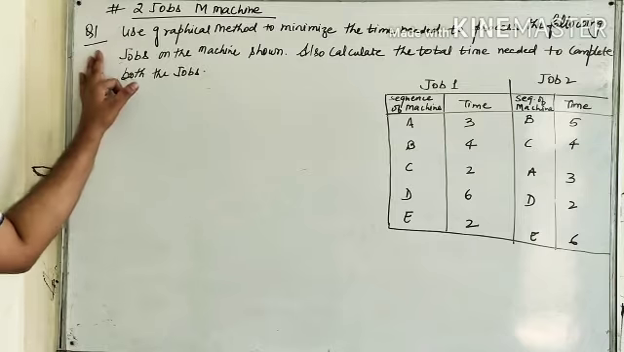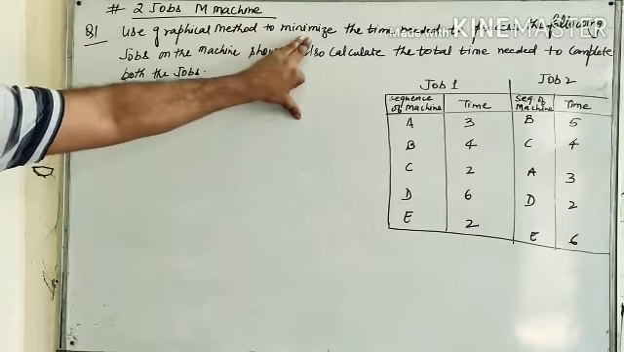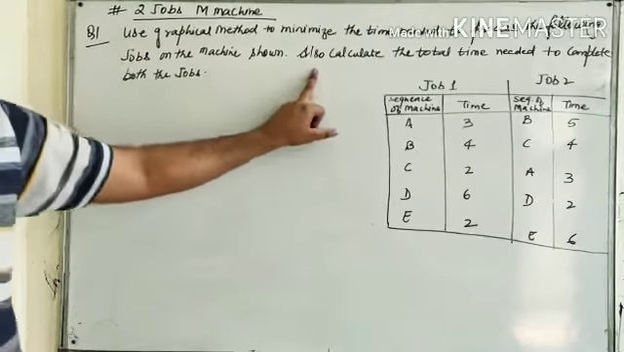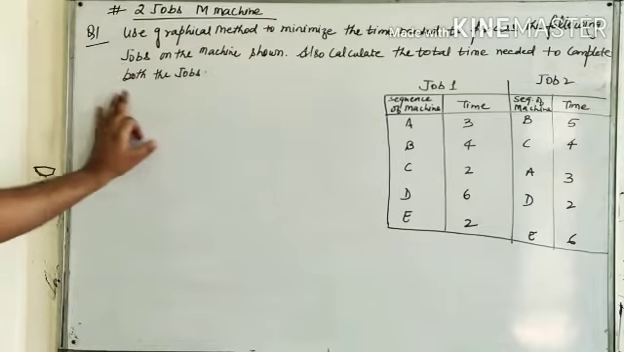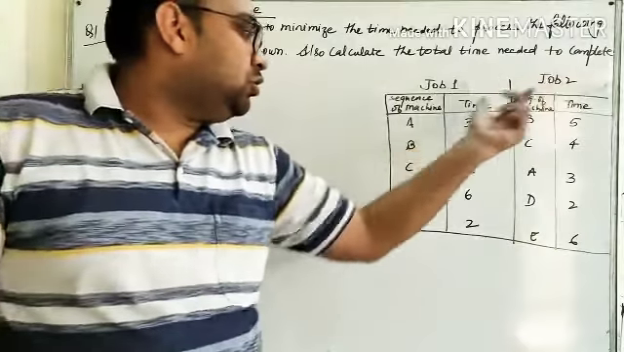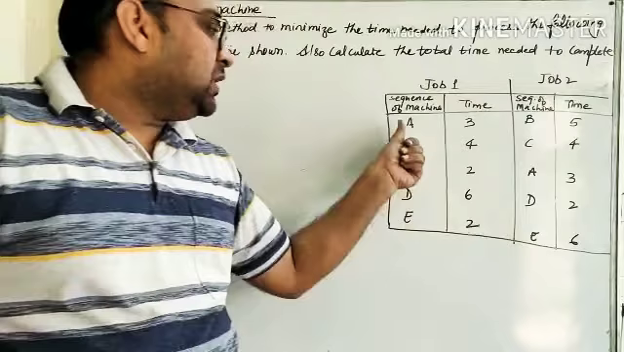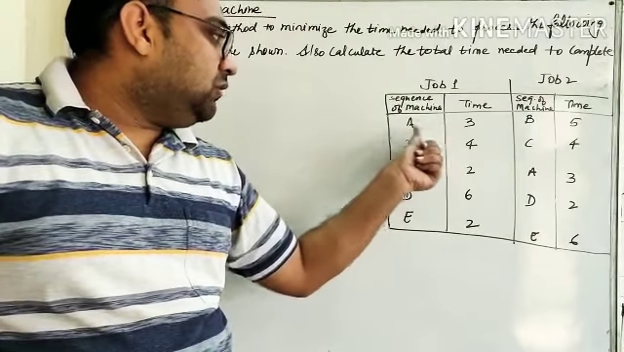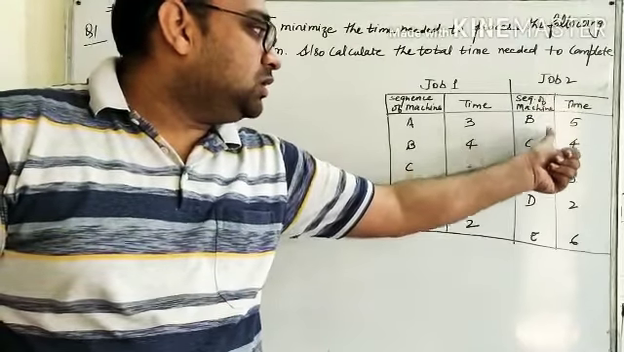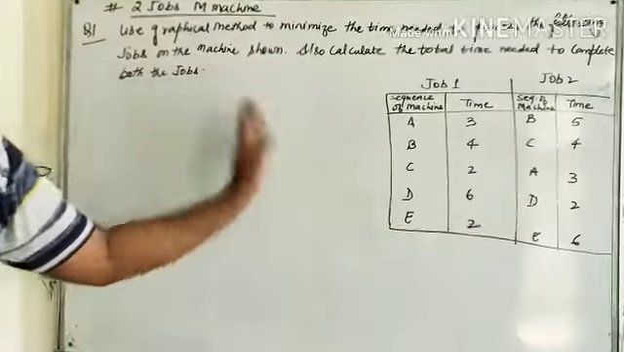So this is the first question. Use the graphical method to minimize the time needed to process the following jobs on the machines shown. Also calculate the total time needed to complete both the jobs. This is the problem where job 1 and job 2 are shown and the sequence of machines is already given. The sequence of machines to complete job 1 is A, B, C, D, E, and the sequence of machines to complete job 2 is B, C, A, D, E. So there is no need to calculate job sequencing.